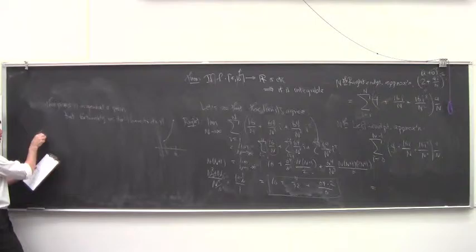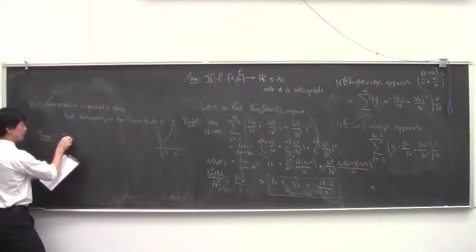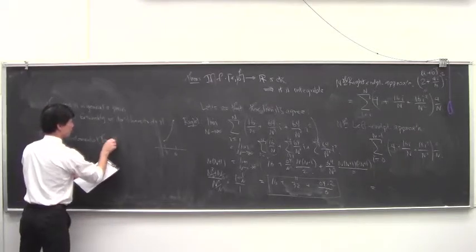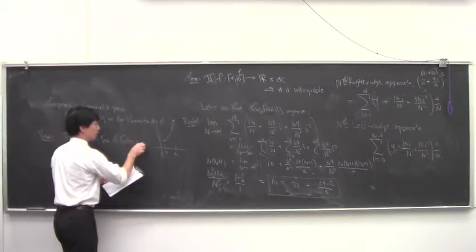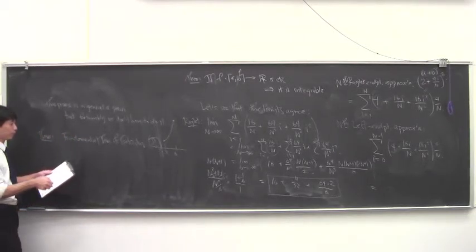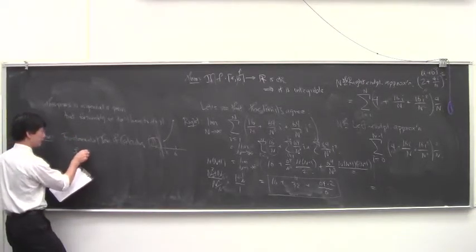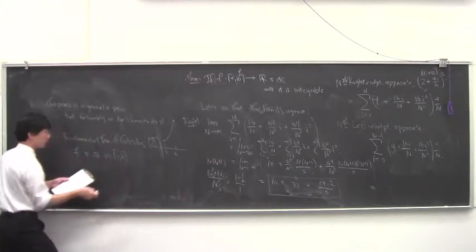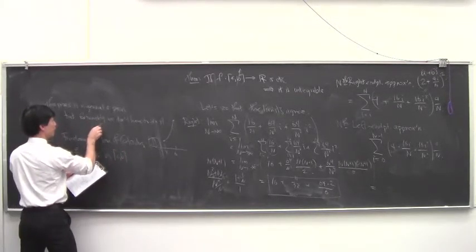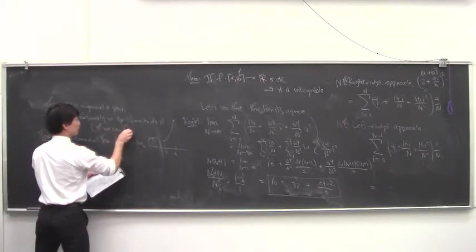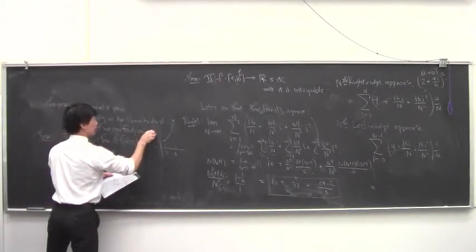So here is what is called the fundamental theorem of calculus. It's usually called the second fundamental theorem of calculus. It says this: if f is continuous on [a, b], then you don't have to do it if we can find an antiderivative.